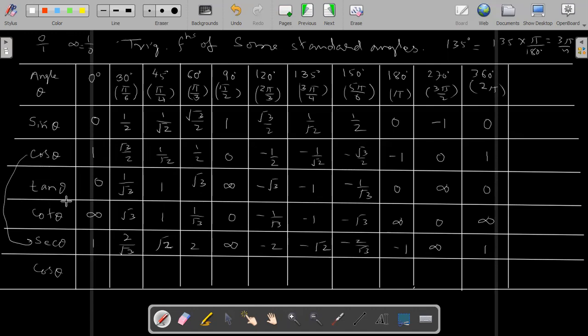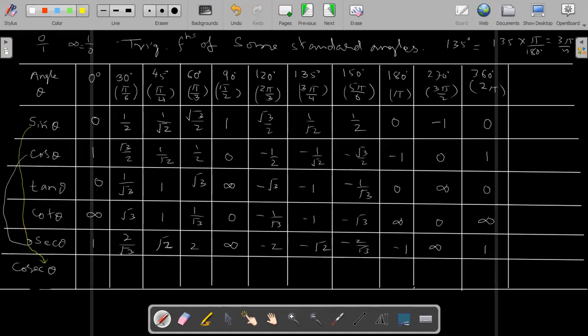Then this is not cos. This is cos theta. Cot theta, sec theta, and cosec. Cosec theta is the opposite of sin theta. So we will take the reciprocals of sin theta for this one.